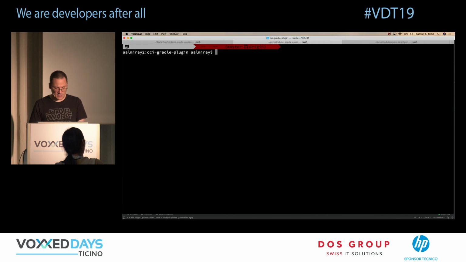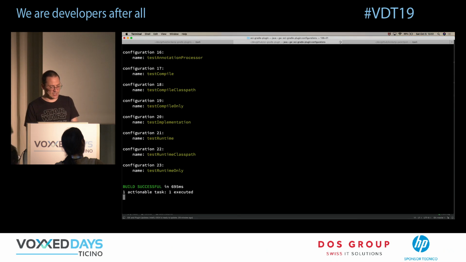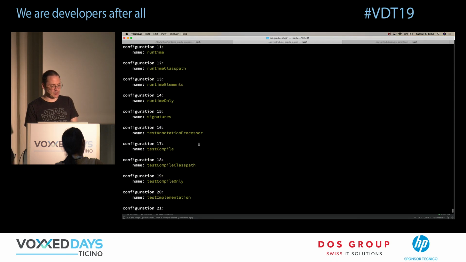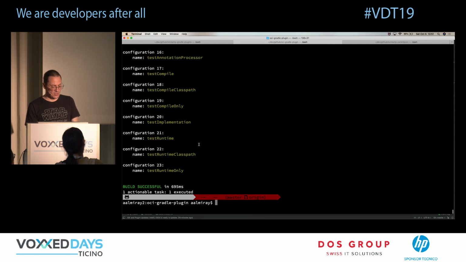I can ask for configurations. And by the way, if I say show tasks, I have all these configurations, which are like scopes in Maven. So that's 24 by default. And I can ask more things.